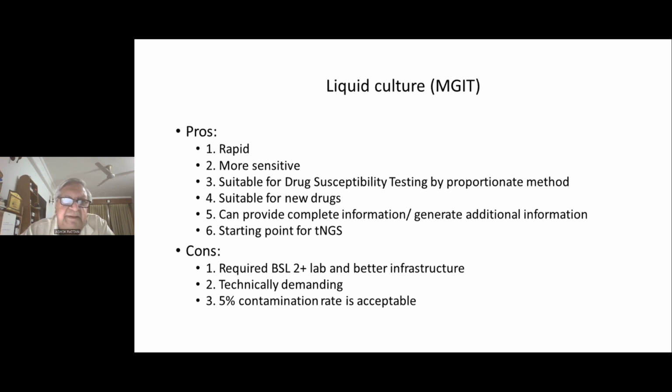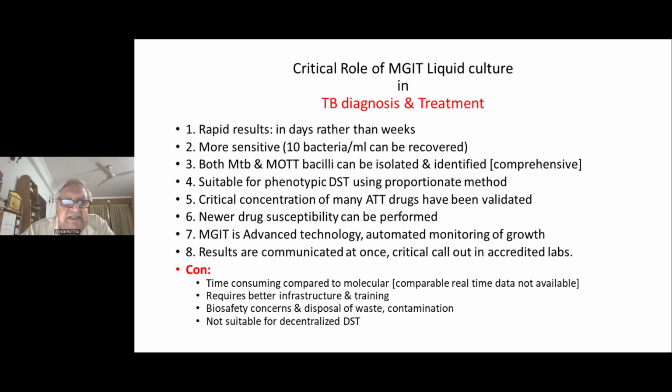So in conclusion, I would say that liquid culture has a number of pros to its credit. It's rapid, it's more sensitive, it's suitable for drug susceptibility testing. New drugs can be used. The cons are that it requires BSL-2 facilities, it's technically demanding, and about 5% resistance can occur. Finally, the rapid results are there, and it is more sensitive because 10 bacteria can be isolated. Both Mycobacterium tuberculosis and Mycobacterium other than tuberculosis can be identified, and new drugs can be tested. So I would suggest that there's a critical role of MGIT liquid culture in the treatment and diagnosis of tuberculosis.